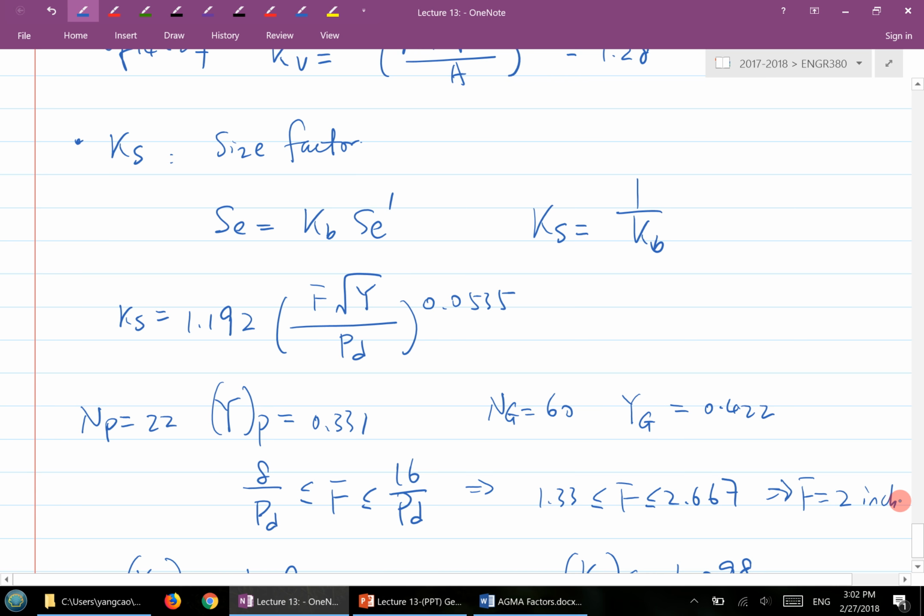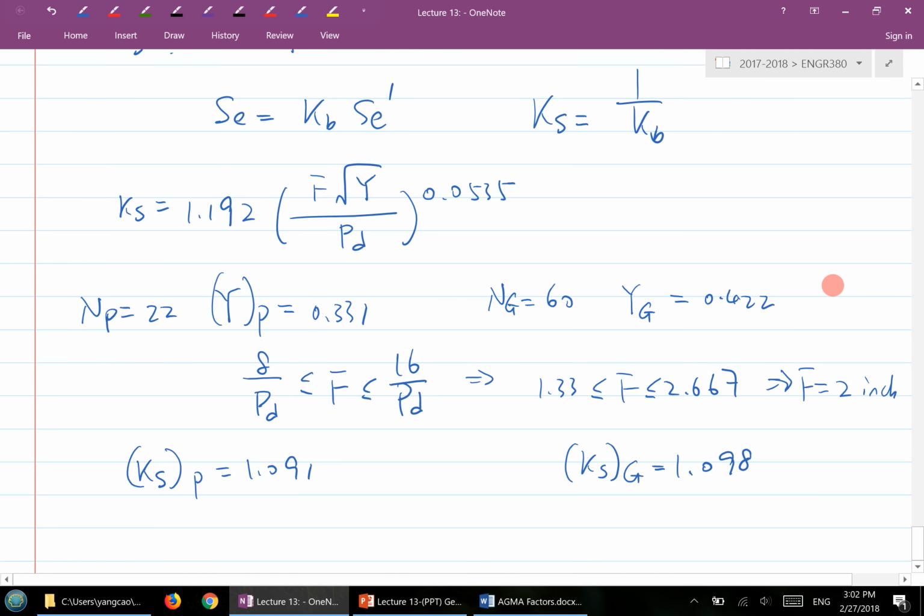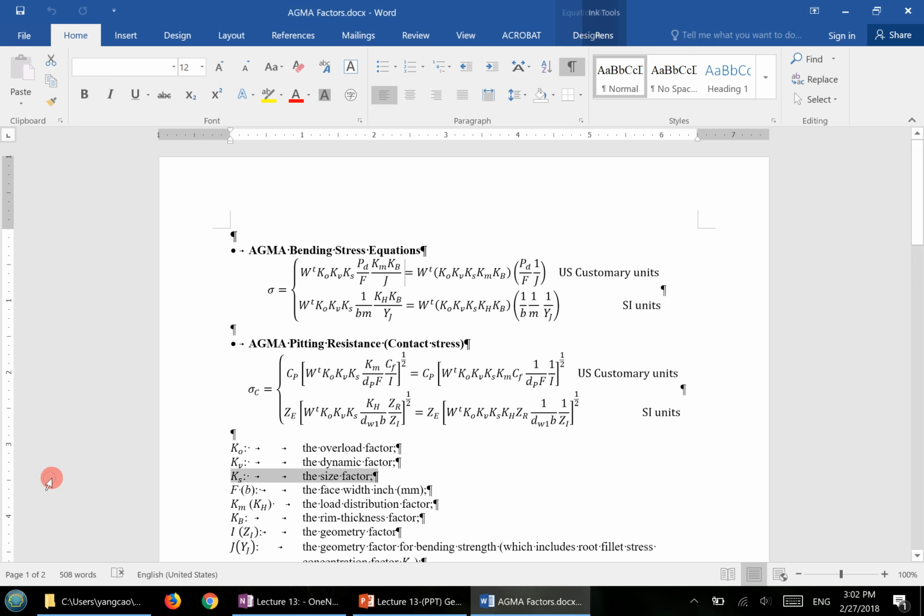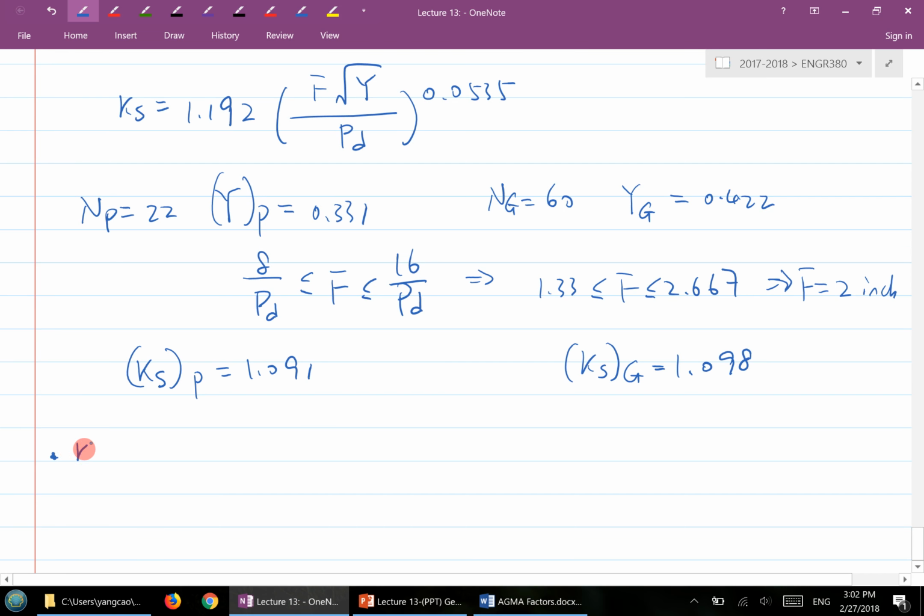This is something that when you design a gear, you have to make a decision on. You can use this empirical equation, within this range here. You could use 1.5, you could use 2, you could also use 2.5, right? Yeah. So that's the decision that you have to make here. Okay. So plugging in the F, diametral pitch, and the Lewis form factor, you can get the Ks value for the pinion and for the gear. Okay, yeah, that's Ks. Is that good? Yeah. Okay, so the next factor let's look at is the Km, and we call that the load distribution factor.